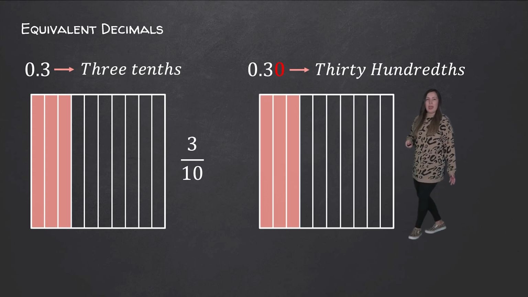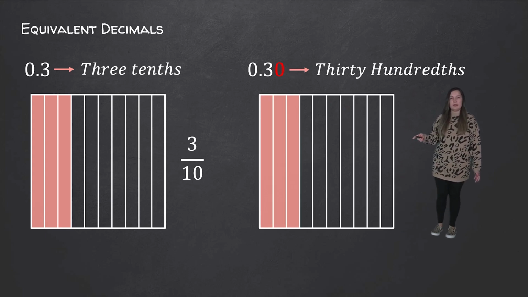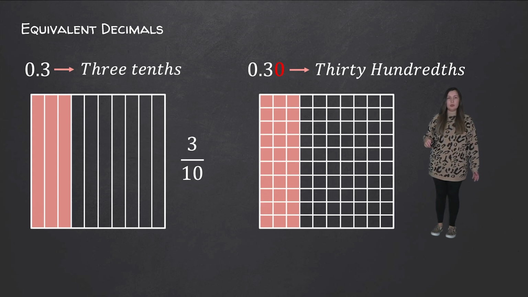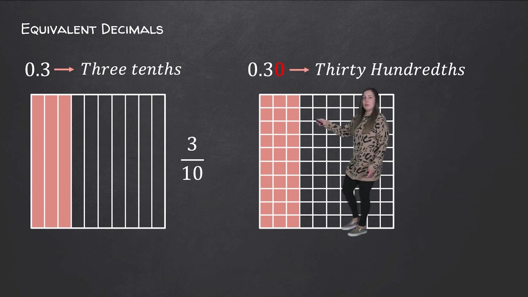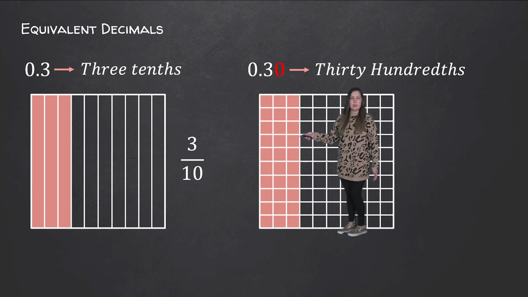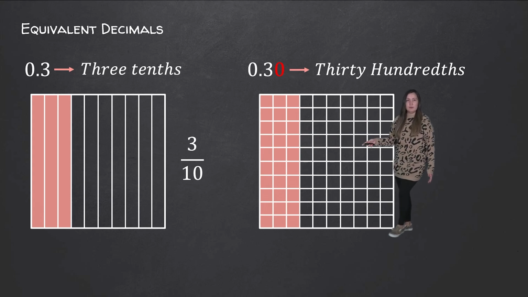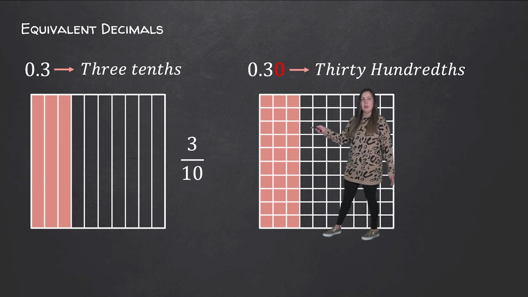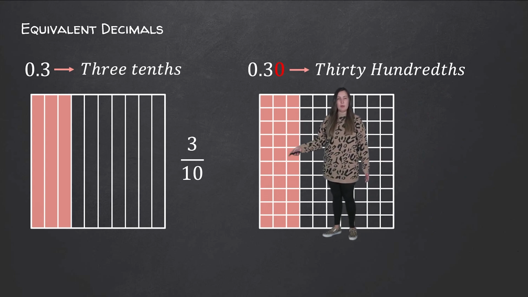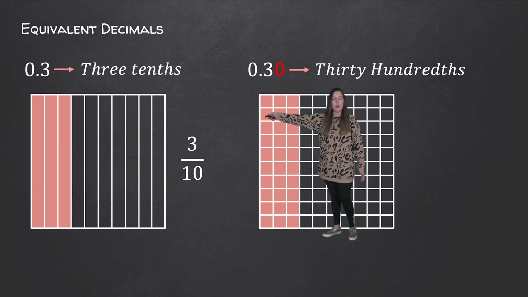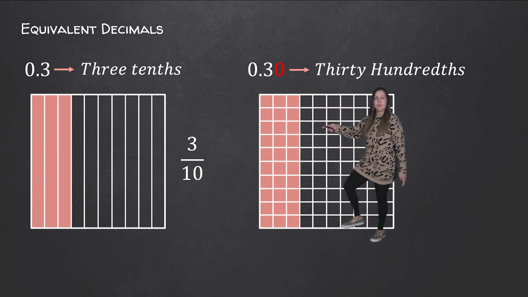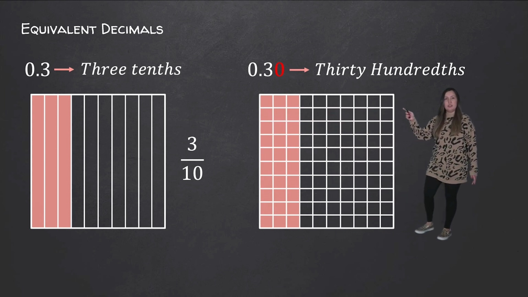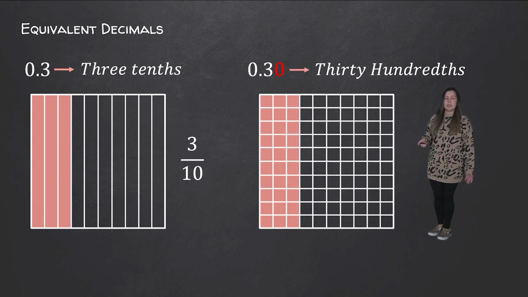So we're going to go ahead and show that model again for 3/10. And what happens when I split it into 100 parts, this is what it looks like. And we have 30 parts shaded out of 100, which is equivalent to 3 out of 10. Because look here, that same amount that's shaded here is also shaded in our other model. So that means that 30 hundredths is equivalent to 3/10.